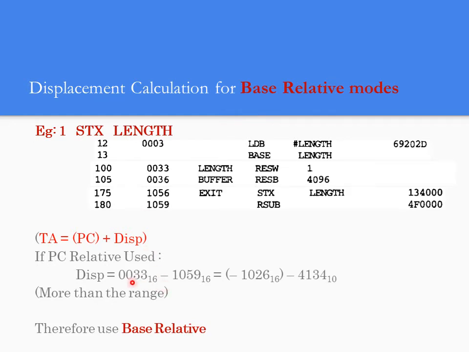So if you subtract the contents of PC from the target address, you will get minus 1026 in hexadecimal, which is indeed minus 4134 in decimal. So you all remember that for PC relative mode, the range of displacement is between minus 2048 to 2047. So this range falls beyond that. Hence, the assembler would know that here PC relative cannot be used and it goes for base relative addressing mode.